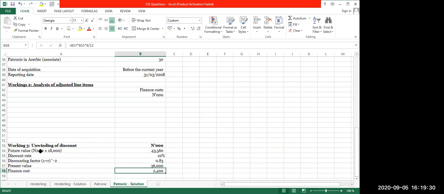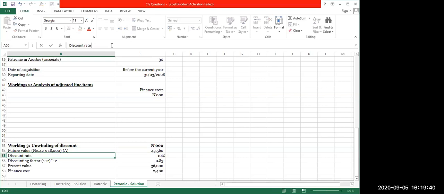So I will just label them one by one. I'll call this A, I'll call the discount rate B, I'll call the discounting factor C, and the present value is a function of the discounting factor, that is D. Let me say D is equal to C times 10%, that is B. So that is the finance cost.